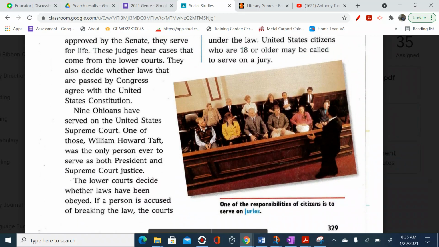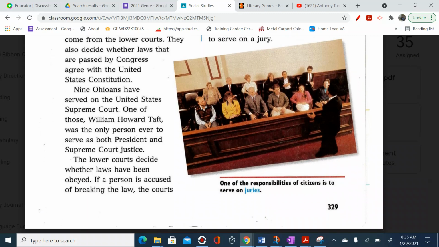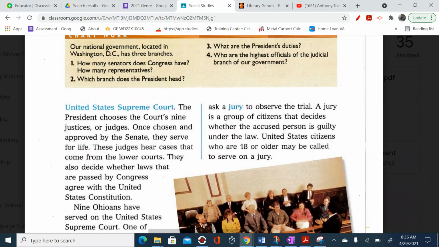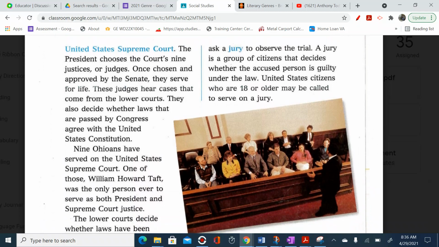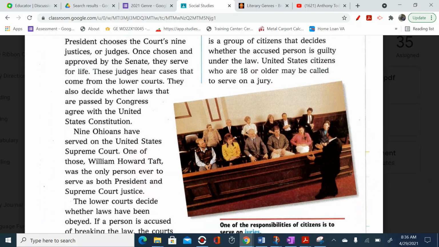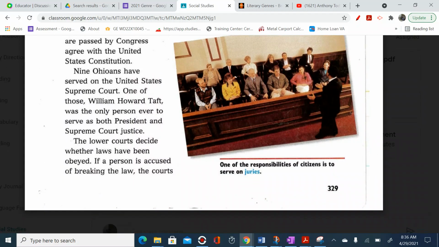9 Ohioans have served on the United States Supreme Court. One of those, William Howard Taft, was the only person ever to serve as both president and Supreme Court justice. That is interesting. The lower court decided whether the laws have been obeyed. If a person is accused of breaking the law, the courts ask a jury to observe the trial. A jury is a group of citizens that decides whether the accused person is guilty under the law. The United States citizens who are 18 or older may be called to serve on a jury.